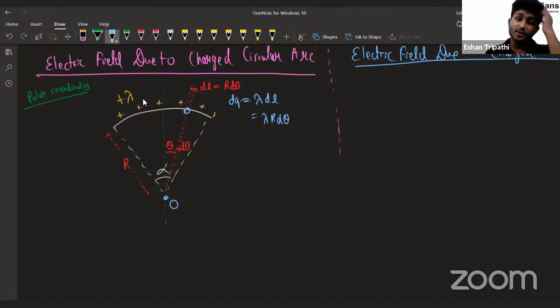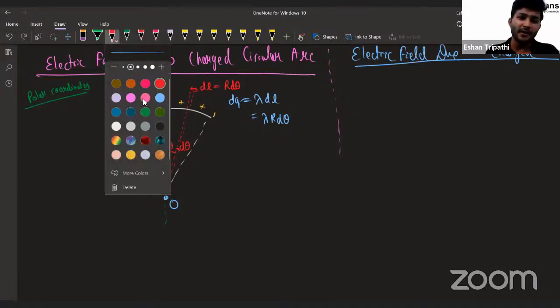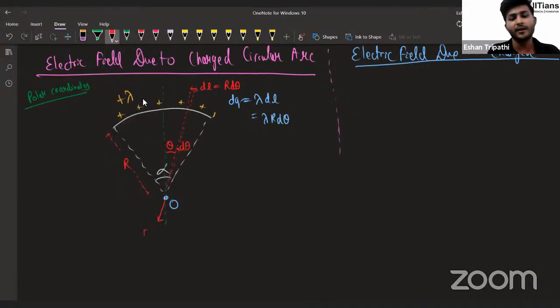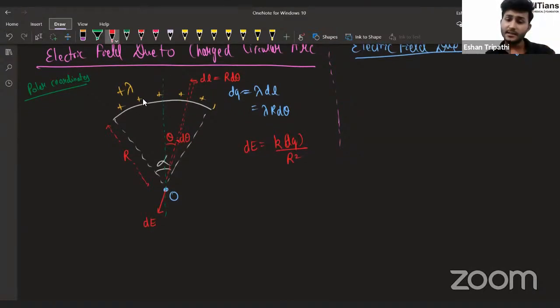This is the charge. So this red charge which is present over here is going to produce an electric field at this point, dE, a very small electric field because of a very small charge. So what's the value of that electric field? That's K into small charge dq divided by distance. What's the distance between the charge and this point? Correct, Neil. Capital R square. Good. So this is the small electric field.